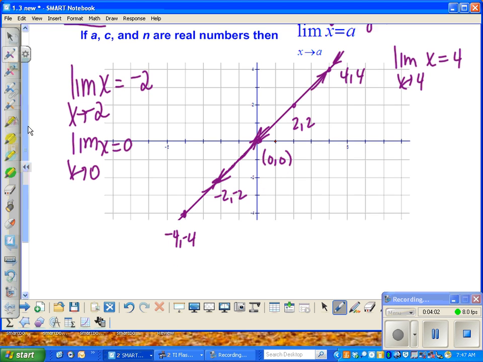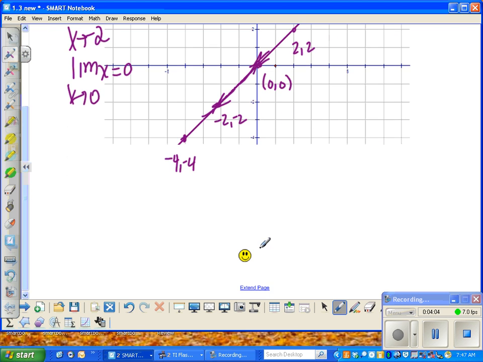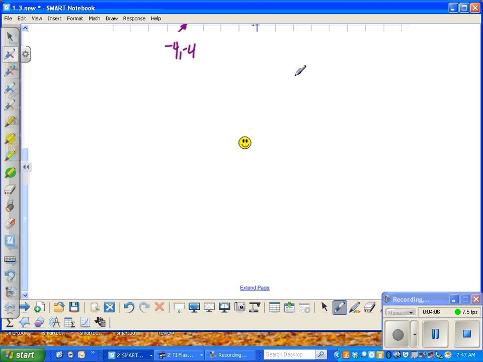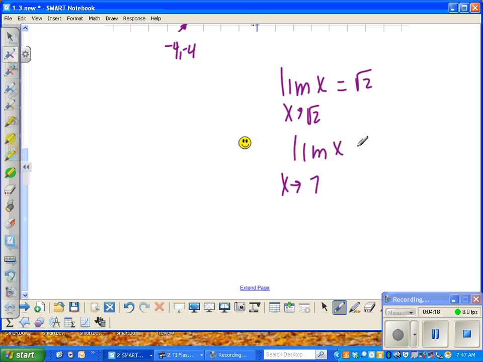So our goal is to be able to take you away from the graph so you can't see it. And if I want to do the limit of x as x approaches square root of 2, that's going to be what? Square root of 2. If I want to do the limit of x as x approaches 7, it is 7. And what is this one called? Okay, you're going to justify using theorems.